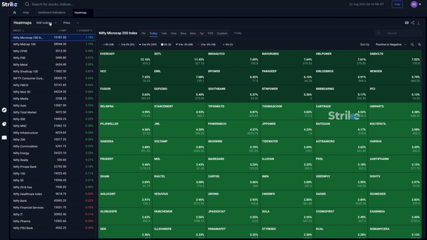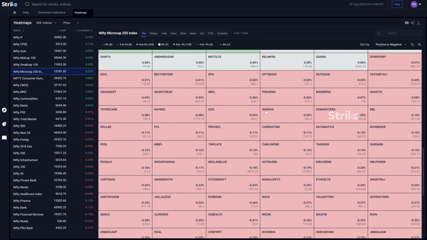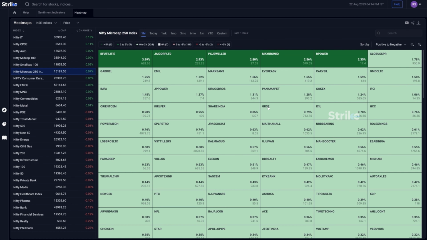So by default, when I clicked on NSE indices, what I get is the entire index list and the performance of the indices for the day. So here we are looking at a heat map of just the day, but you can actually choose any time frame or even a custom time frame. So for example, if you choose the heat map on an hourly basis, you will find that for the hour, you can look at where the performance has really been.